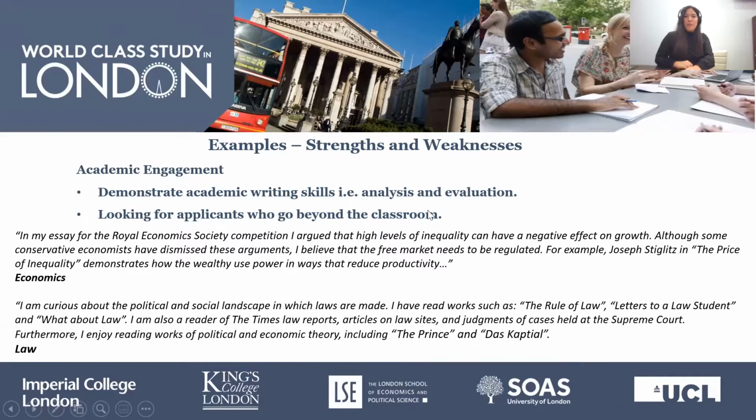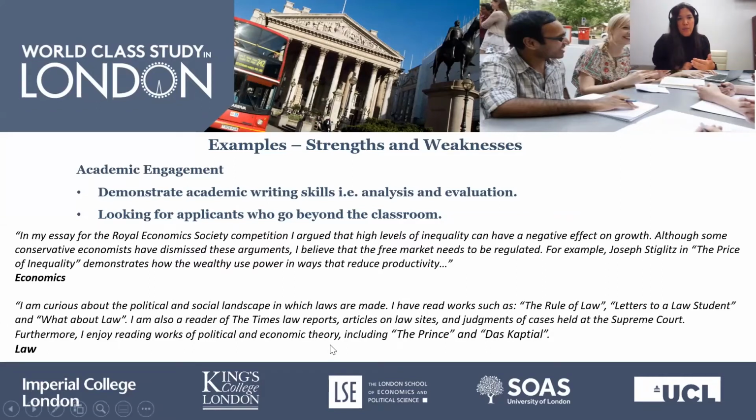So for the next example, we're going to look at academic engagement, so demonstrating academic writing skills, and then analysis and evaluation, and looking for applicants who go beyond the classroom. With this first example, the student has written an essay for the Royal Economic Society competition, and they've looked at a particular area within economics that they've focused on, and why they've wanted to focus in on that. So again, it shows that outside of what they're needing to do for their classroom assessments, they're already writing academically for outside competitions, and really focusing in on key areas.